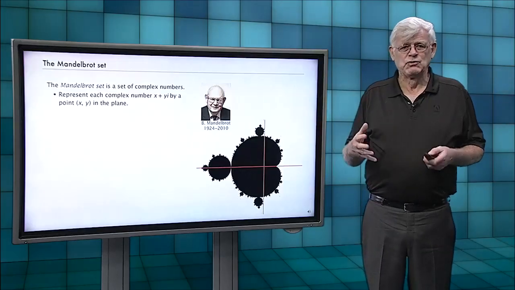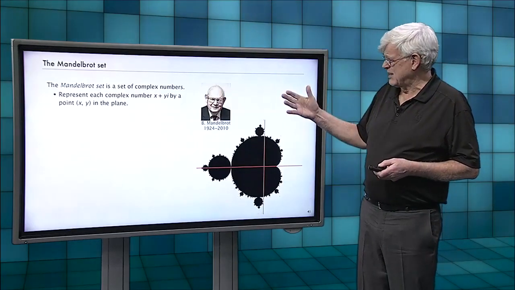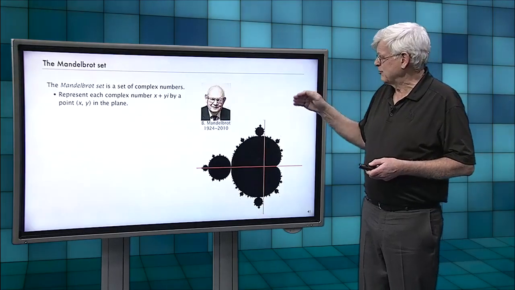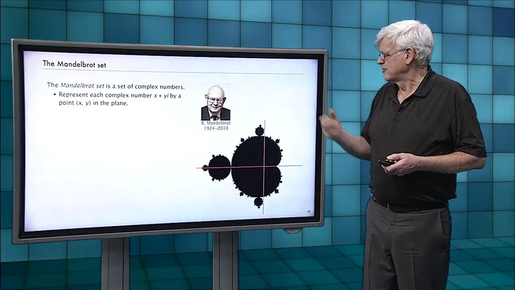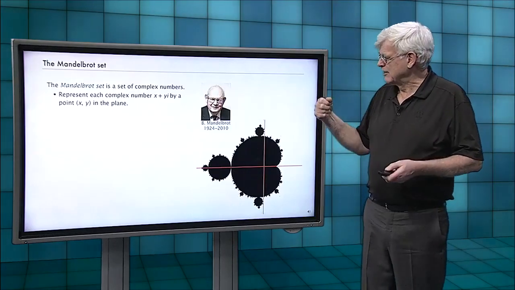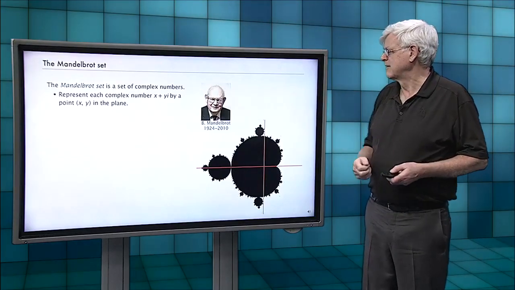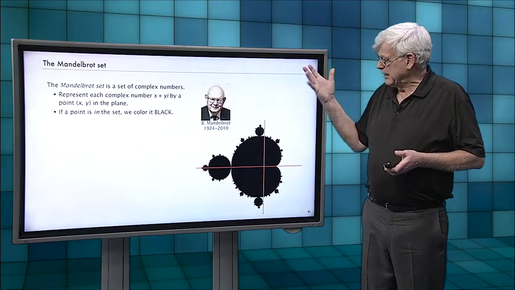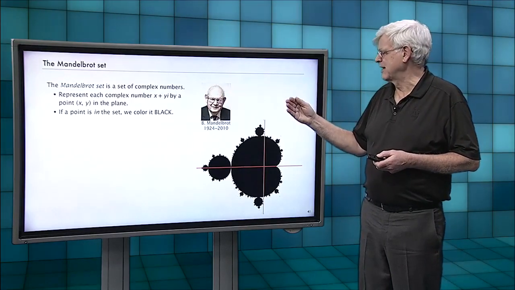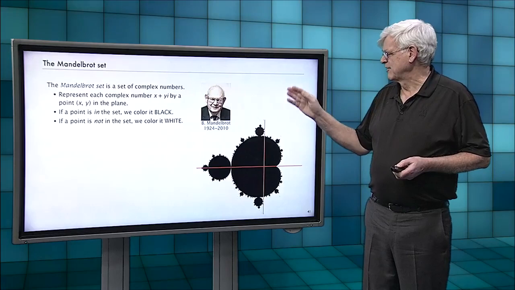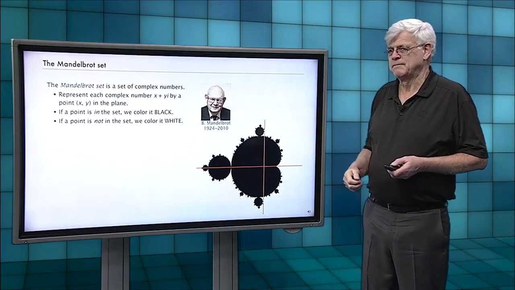So what we often do with complex numbers is represent a complex number x plus yi by a point (x, y) in the plane. And so that makes sense for the absolute value: it is the distance from the origin to the point. So for the Mandelbrot set, it's a specific definition. If the point is in the set, we color it black. And if it's not in the set, we color it white.